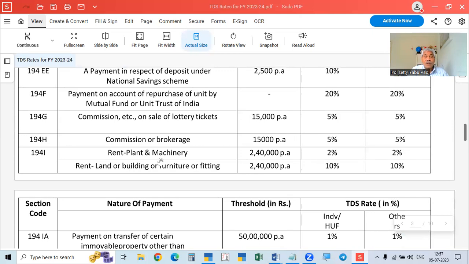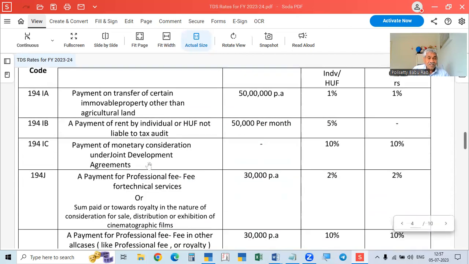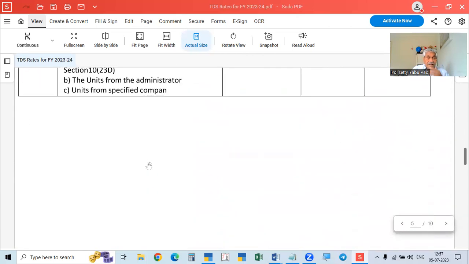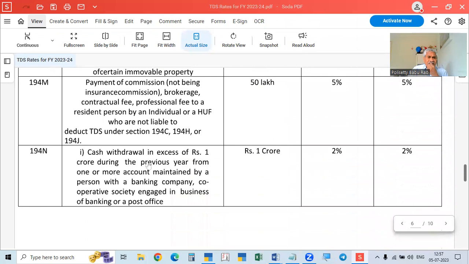And 194I. I is rent. Rent of land and machinery: the limit is 2,40,000 per annum. Land and machinery is 2%. For land or building or furniture and fittings, it will be 10%. So it is an important one. That's all. These are the important things.